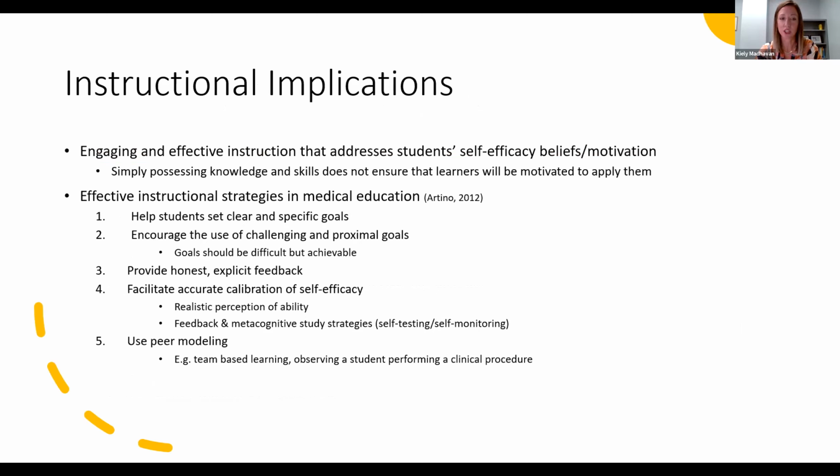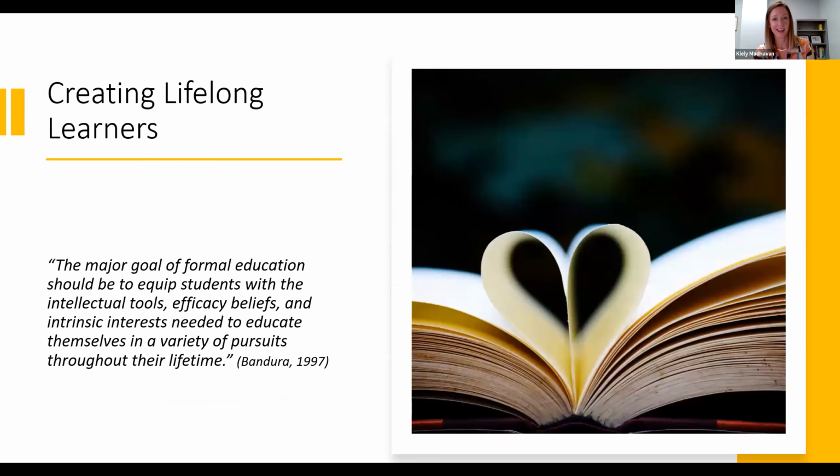This was specific to medical education, but about 5 ideas for effective instructional strategies, considering self-efficacy and academic self-concept. And I just want to end with this because I think the end goal is, yes, we need to teach students, they need to be knowledgeable, they need to have a lot of skills, but it's not enough to just have the knowledge. We need to also foster the efficacy beliefs and give them the intrinsic push to just be interested and curious. Because if we don't do that, the knowledge and skills don't matter. And for the most part, they will not be successful in terms of being lifetime learners.